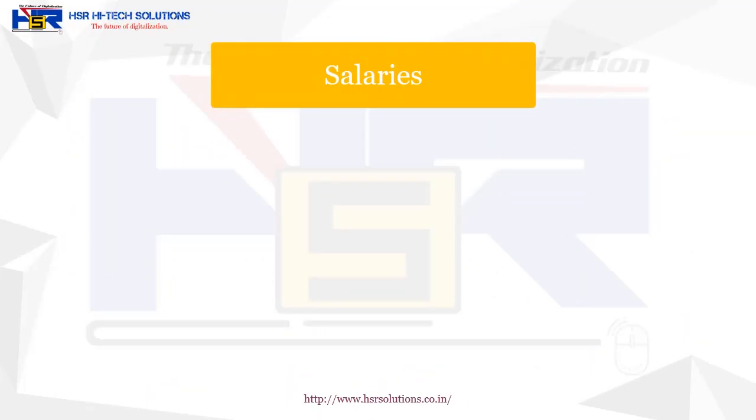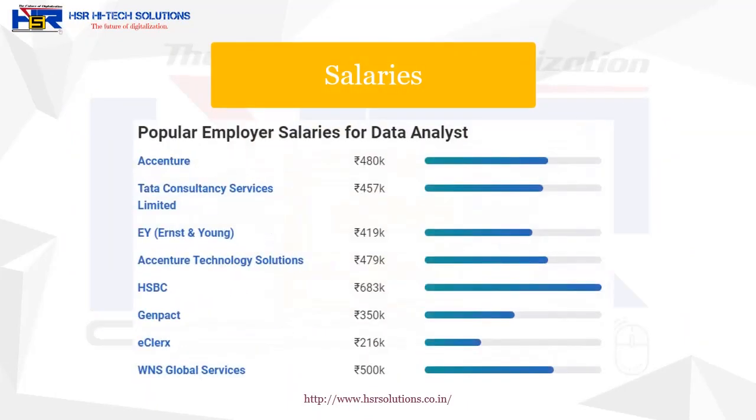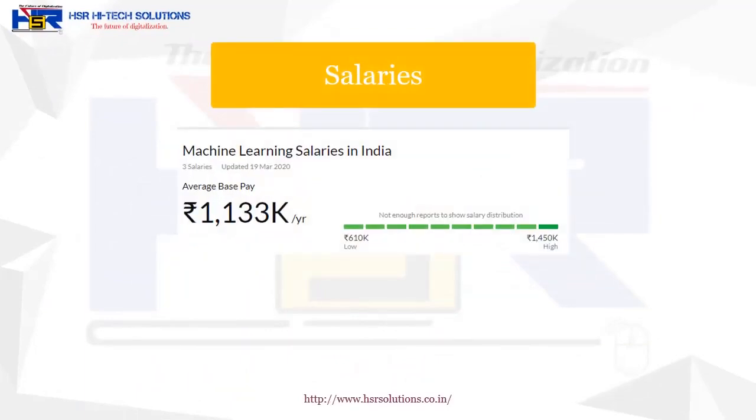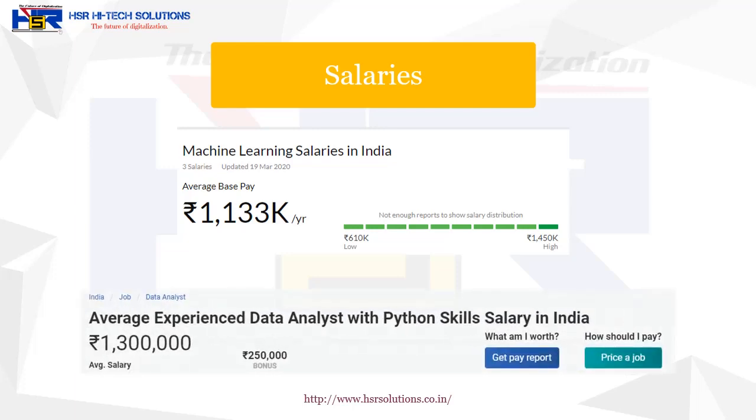Now, we will focus on salary options available for a Python developer. Have a look at the table. Most of the companies are offering high payment for a Python developer. Like Accenture is offering 480k, TCS 457k, EY 419k, Accenture 479k, HSBC 683k, Zenpact 350k, eClerx 216k, WNS Global Services 500k. These are really big numbers and a good payment option for a Python developer. Let's have a look at machine learning salary options in India. Average base pay is 1133k per year, and for a data analyst it's 13 lakh per year. So if you are opting to learn Python, then I think you are not making any mistake.